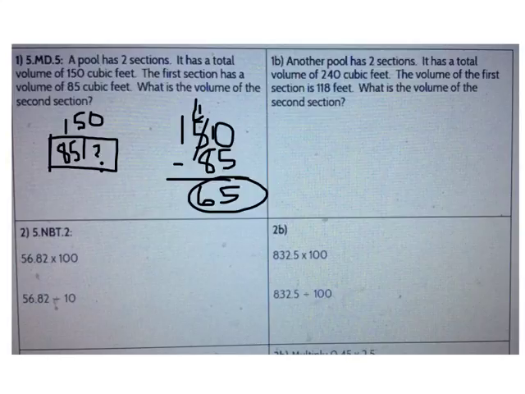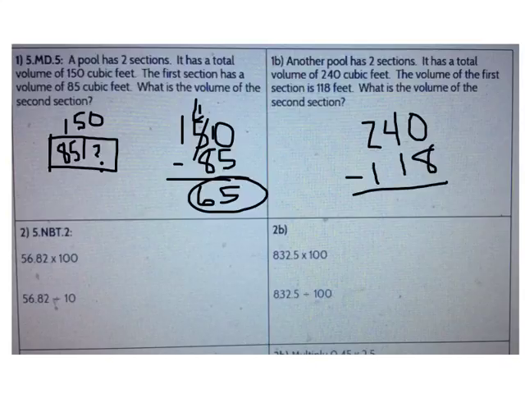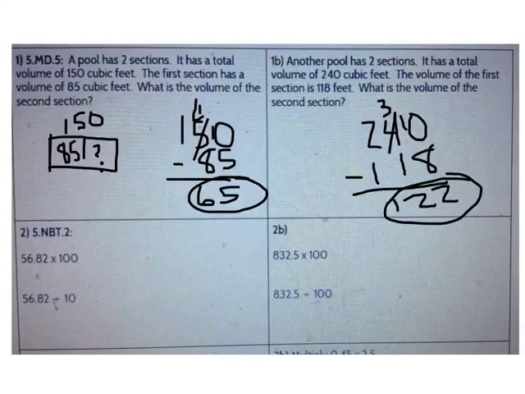Well, I need to subtract to find the volume of the second section. 240 minus 118. I know the total and one of the parts. When I do that, 10 minus 8 is 2, 3 minus 1 is 2, and 2 minus 1 is 1. The answer is 122 cubic feet.